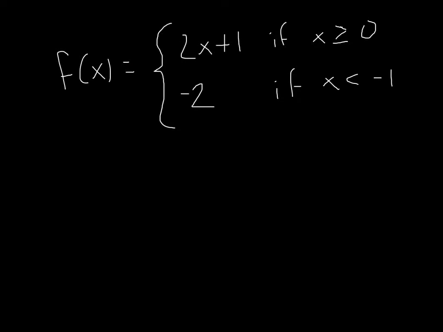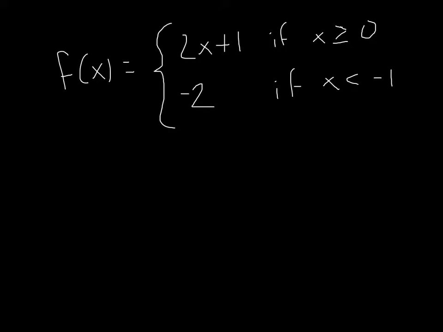Let's graph the following piecewise function. You can think of piecewise functions as sort of a Frankenstein of other functions. So the first function is f of x equals 2x plus 1. But it has what's called a domain restriction. That's only when x is greater than or equal to 0.